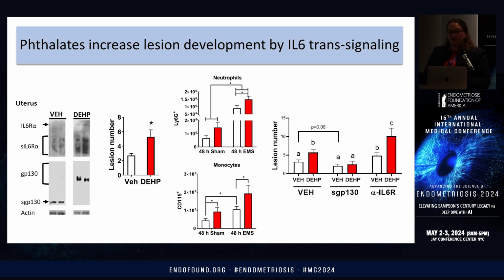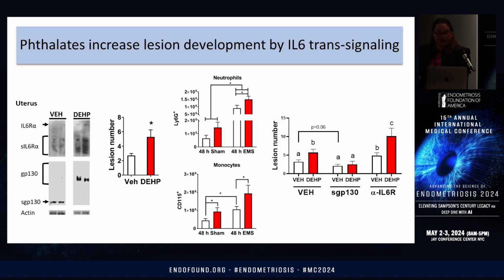So trans signaling occurs through soluble IL-6 receptor alpha then binding to GP130. GP130 is found on most of all of our cells. And interestingly, soluble GP130 acts as an inhibitory complex with the IL-6 receptor alpha. So when this is missing and this is added, we see the trans signaling.